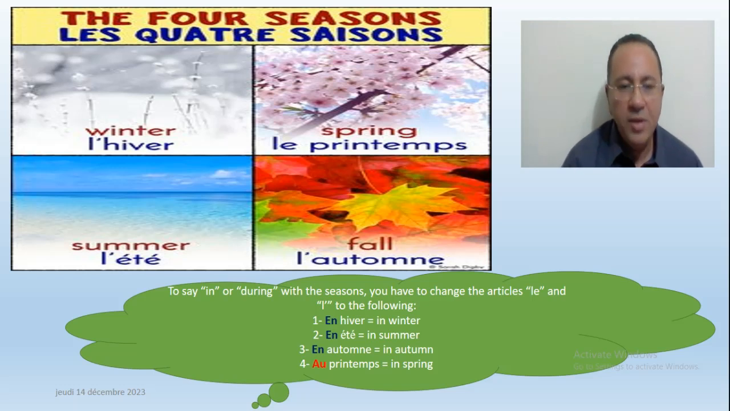So for all the seasons, if I want to say in summer, in winter, in autumn, I'm going to use en before the name of the season. I will say en été, in summer, en hiver, in winter, en automne, in autumn. But when I speak about spring, I will not say en, I will say au, au printemps. That's the only exception.